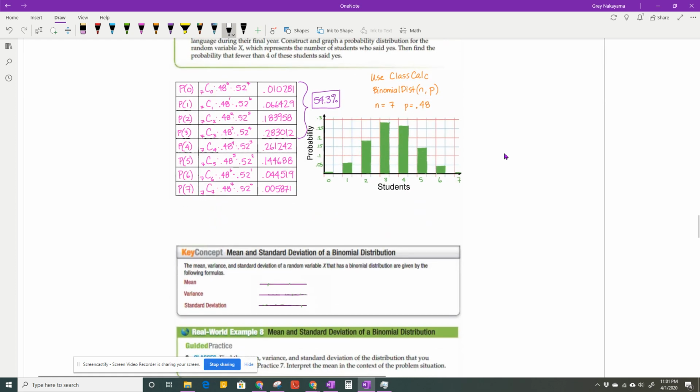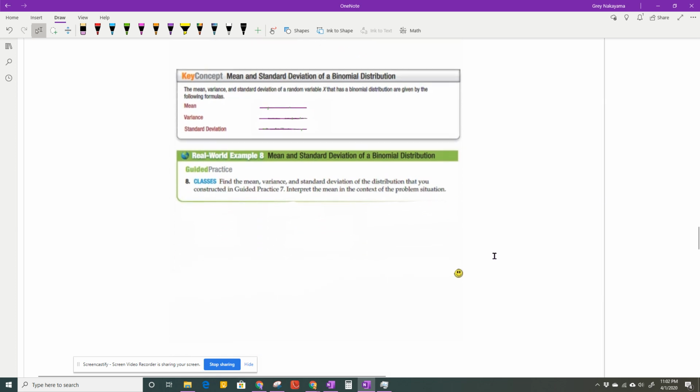Okay, last thing we got to talk about is the mean and standard deviation of a binomial distribution. Much easier than that of a probability distribution. Okay, this is what it looks like. Okay, you have the formula for the mean, just mu is your mean, and n times p, where n is the number of trials, p is the probability of success. Variance, npq. Standard deviation, if you remember, is the square root of the variance, so you just take the square root of npq. So they want us to find the mean, variance, and standard deviation of the distribution we were just working with.